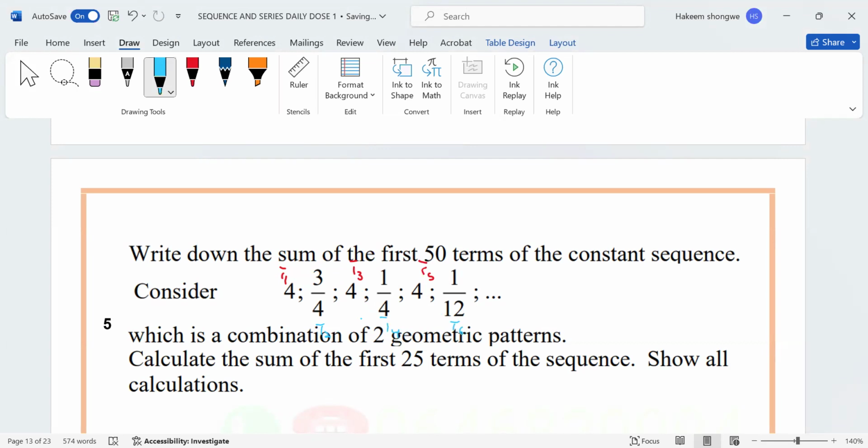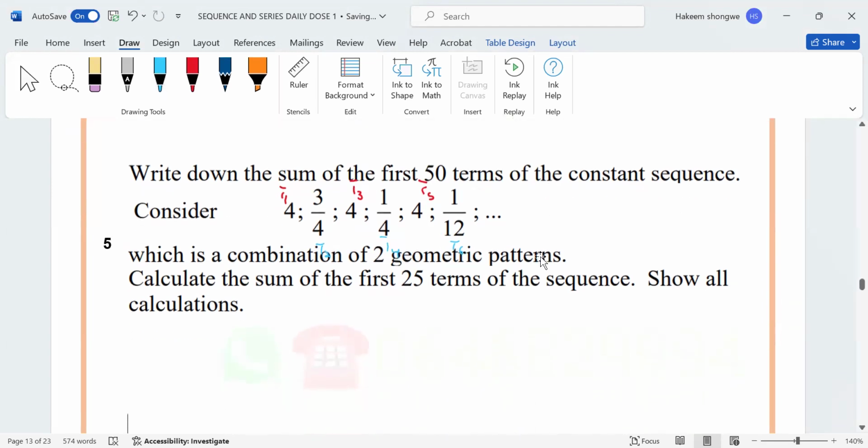So the red one represents our constant. We have 4, followed by 4, followed by 4. This is a constant. It's not changing. Can you see that? And then we have the other one, which is blue in color. It says we have 3 all over 4, 1 all over 4, and then 1 all over 12. Everyone is still happy then?